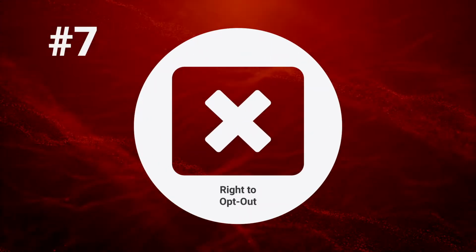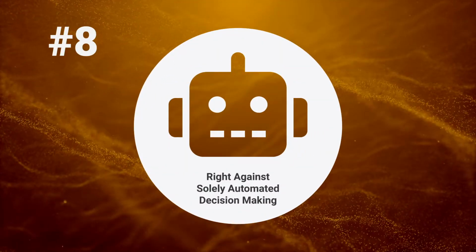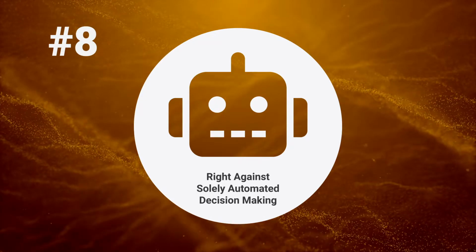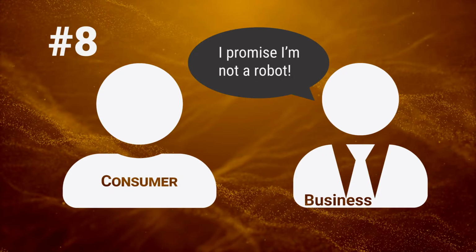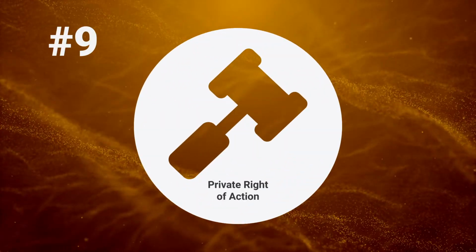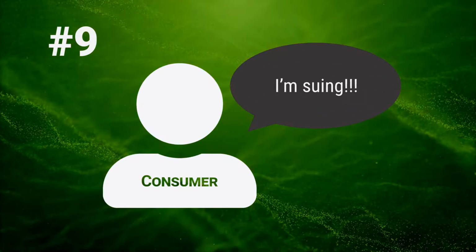Seventh is the right to opt out. With this, consumers could opt out of the sale of their personal information to third parties. Eighth is the right against solely automated decision-making. This prohibits businesses from making decisions about a consumer without any human input. Ninth, and finally, is the private right of action. This allows consumers to seek civil damages for violations of a statute.